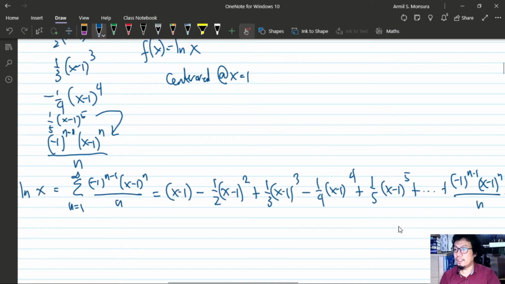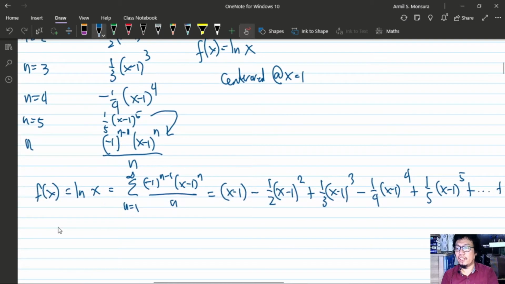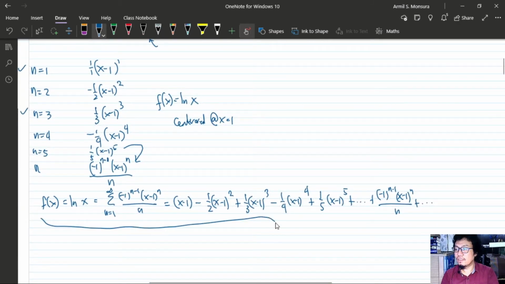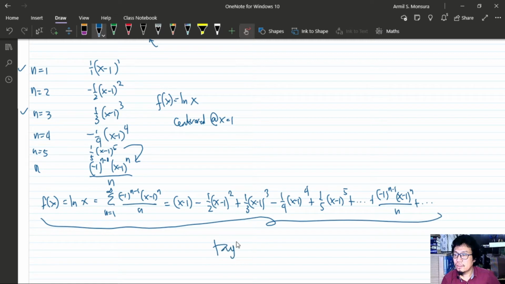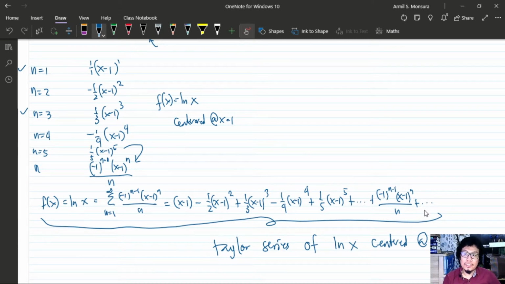So what we have written here is now a Taylor series of ln of x centered at x equals 1. That's the Taylor series of ln of x centered at x equals 1. This is not a Taylor polynomial anymore because we're adding an infinite number of terms. That's why this is now called a Taylor series.